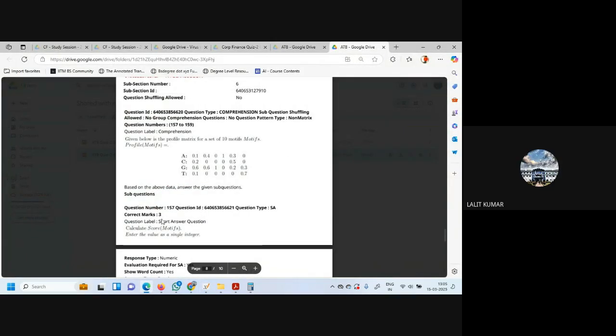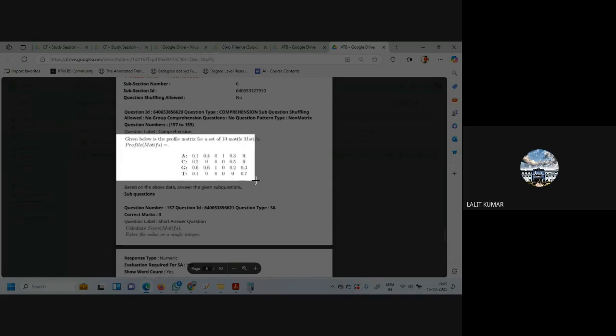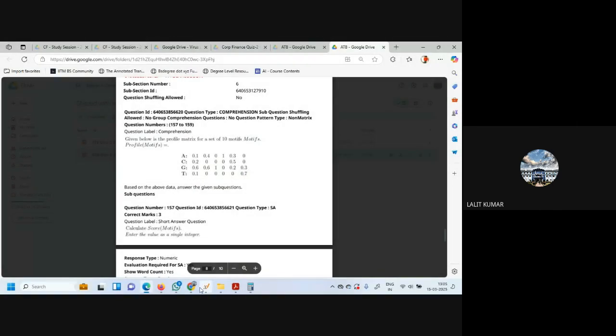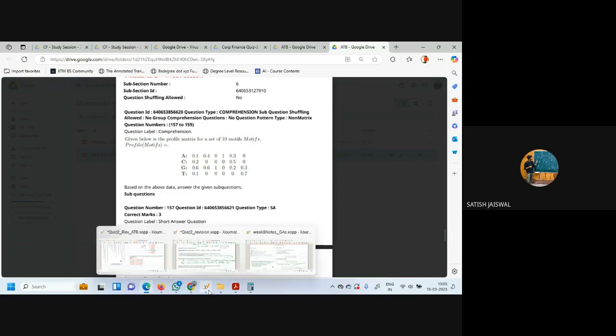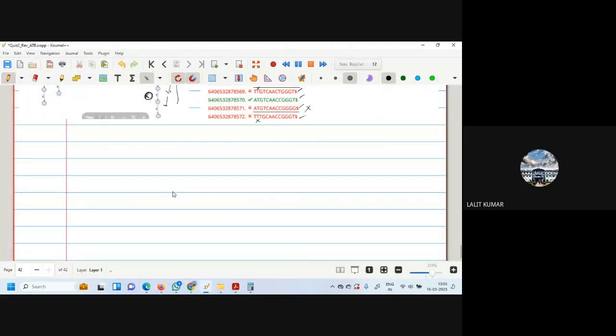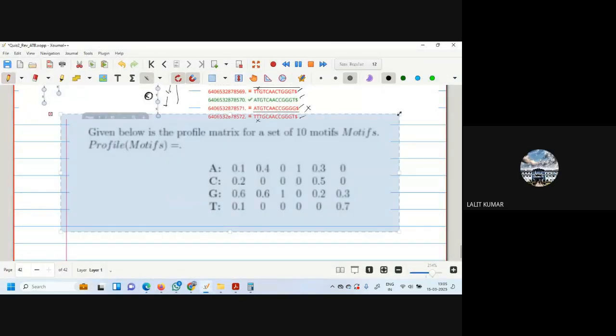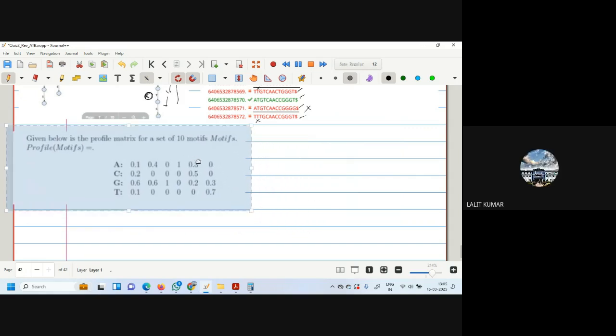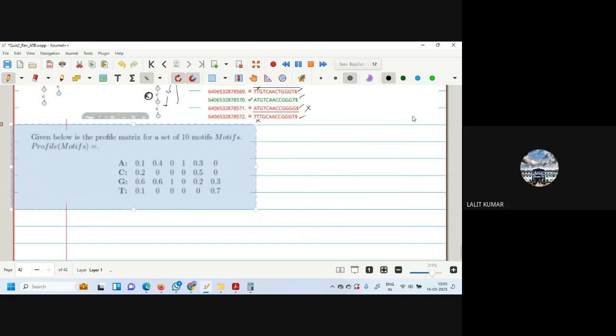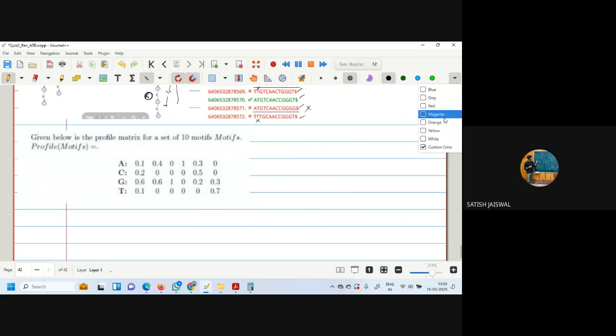Next question. Let's see. This paper is relatively very easy. The last term paper had so many calculations. I think this paper is easy. Every term they are increasing the difficulty level. I feel so. No, this is the latest.